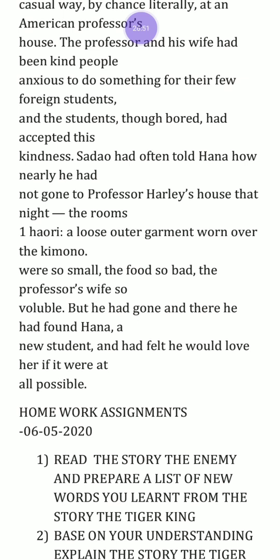And the students thought bored, okay, and accepted this kindness. Sadao had often told Hannah how nearly he had not gone to Professor Harley's house. This was the name of the professor. That night, the room.